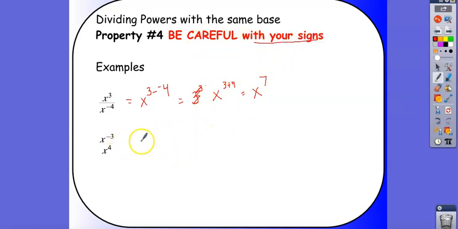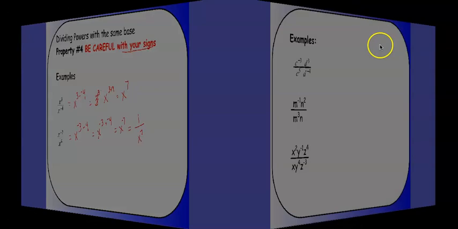Okay, on this one, notice everybody's upstairs. I have negative 3 minus 4. Remember, you can think of that as x to the negative 3 plus negative 4. I get x to the negative 7. Now, do I have any negative exponents? Yes. So now I'm going to use the upstairs, downstairs rule: I take it downstairs and the 7 becomes positive. Let's see what other examples I have for you.